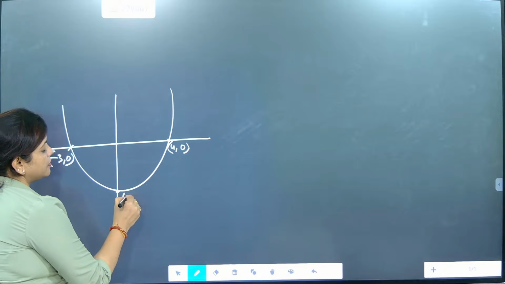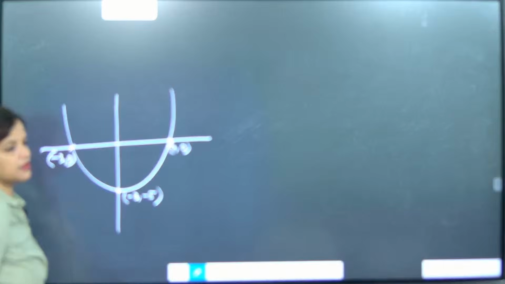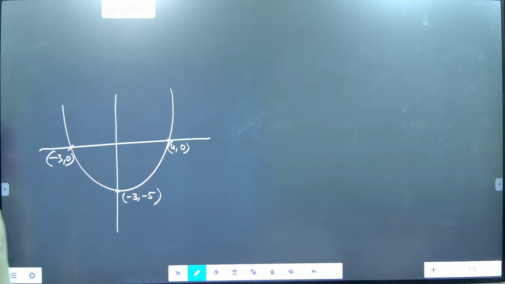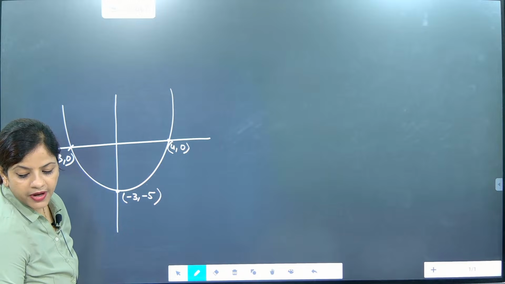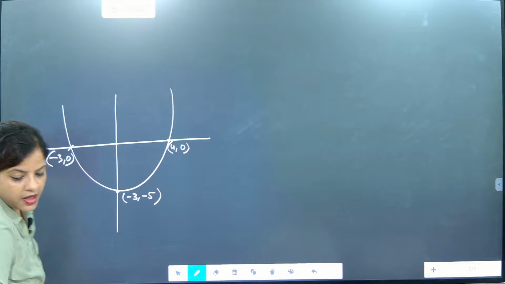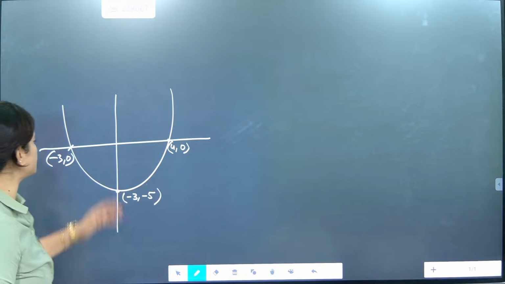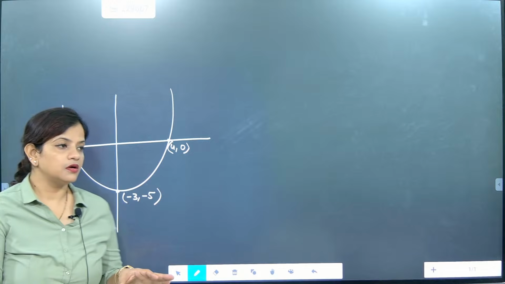Vertex point minus 3, minus 5. So the turning point is minus 3 and minus 5. Hi everyone. Time is not there, so I'm just discussing. So how many roots are there for this equation? 3 roots.